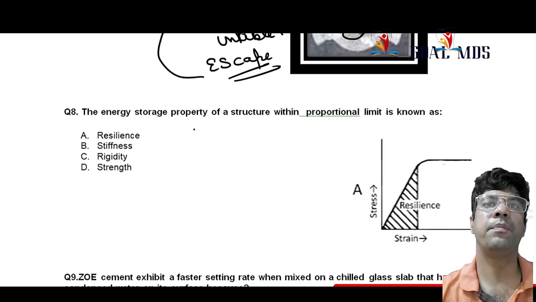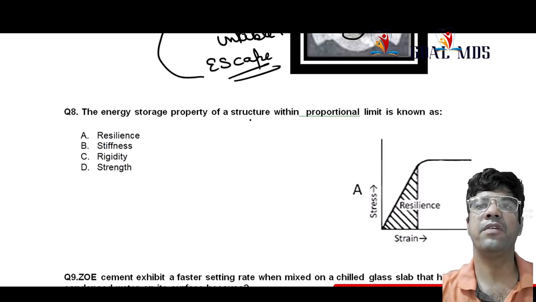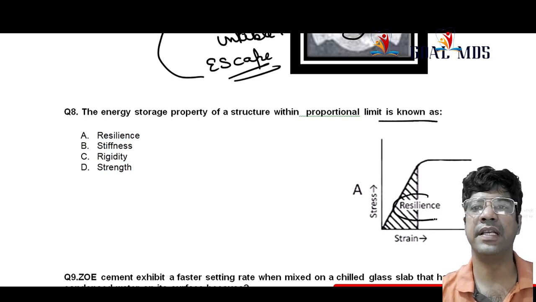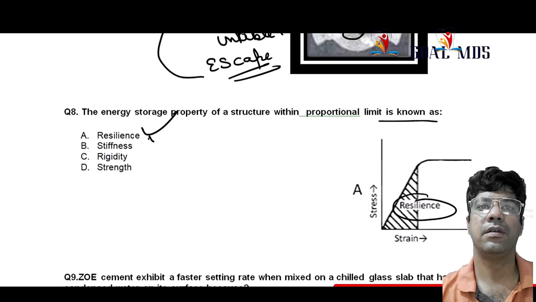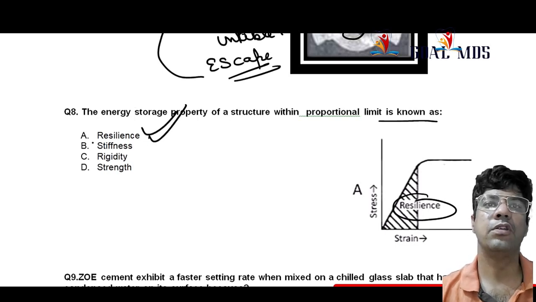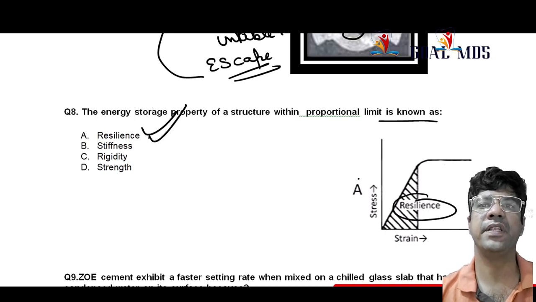The energy storage property of structure within proportional limit is known as resilience. So the energy storage property of structure within proportional limit is resilience.